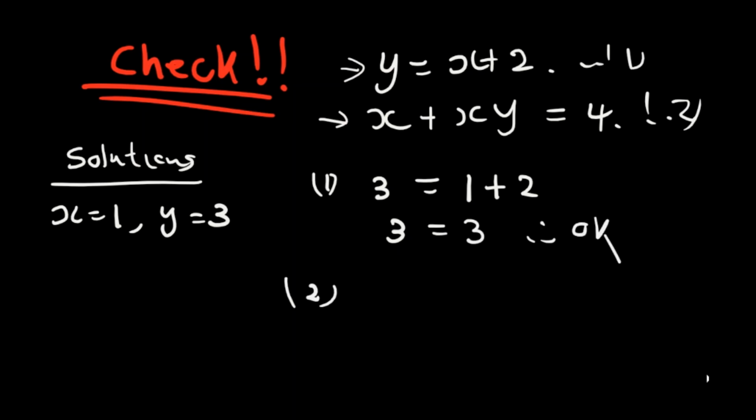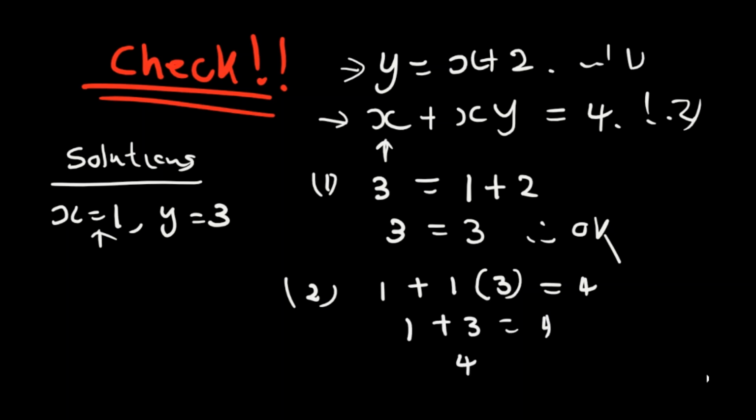And then I substitute into equation 2. Where there's x, I'm going to put in this 1 here, so it's going to be 1 plus 1 times our y value, which is 3, is equal to 4. So it's going to be 1 plus 3 equals 4, and then 4 is equal to 4, and therefore it's okay. So once you find that these values are equal like this, then you know that your solutions of x and y are correct, right? Please do checks once you finish with your simultaneous equations.